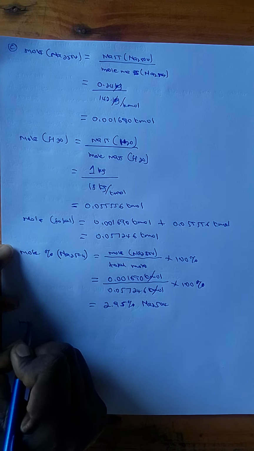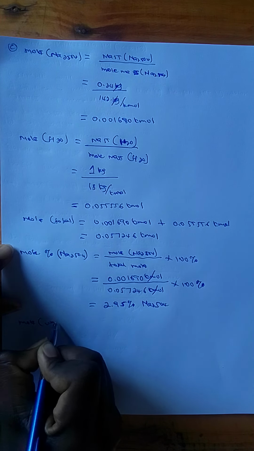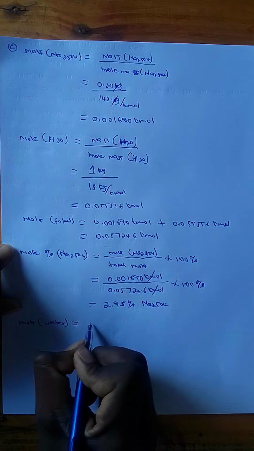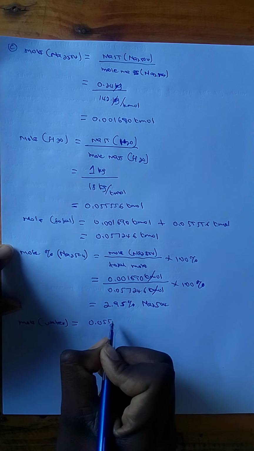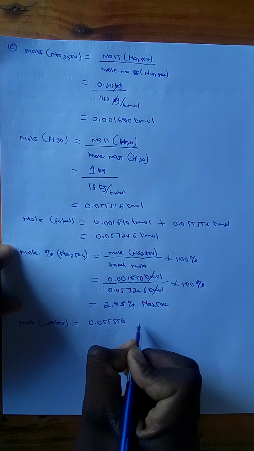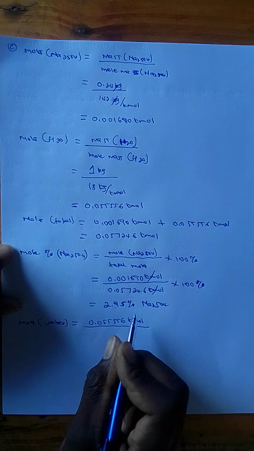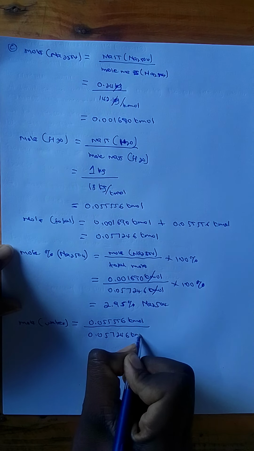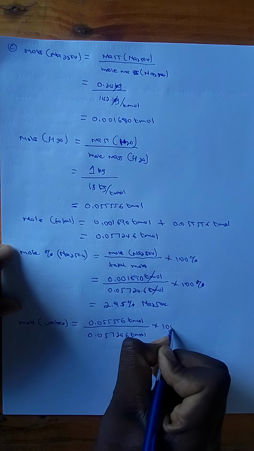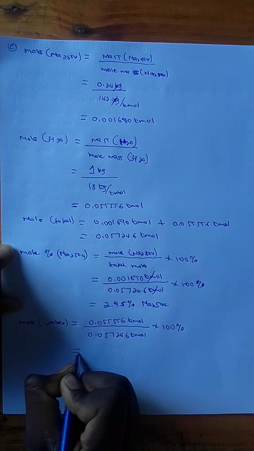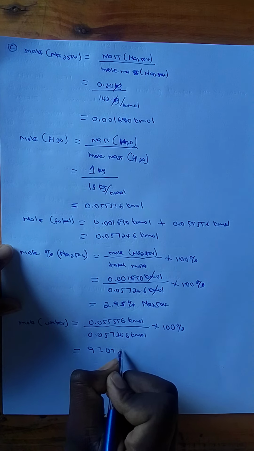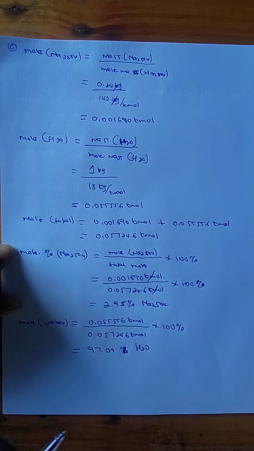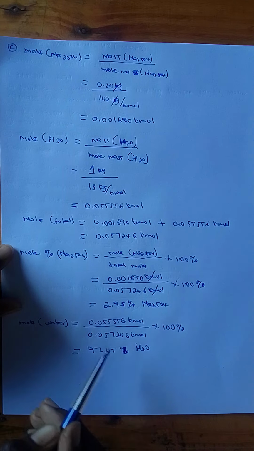Now the mole percent of water becomes, using the same equation, 0.055556 kilomole all over 0.057246 kilomole multiplied by 100%. Now this equals 97.05% H2O.